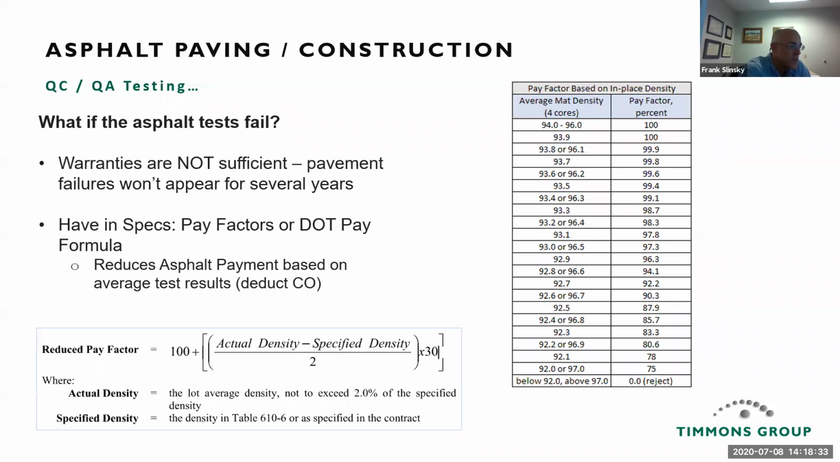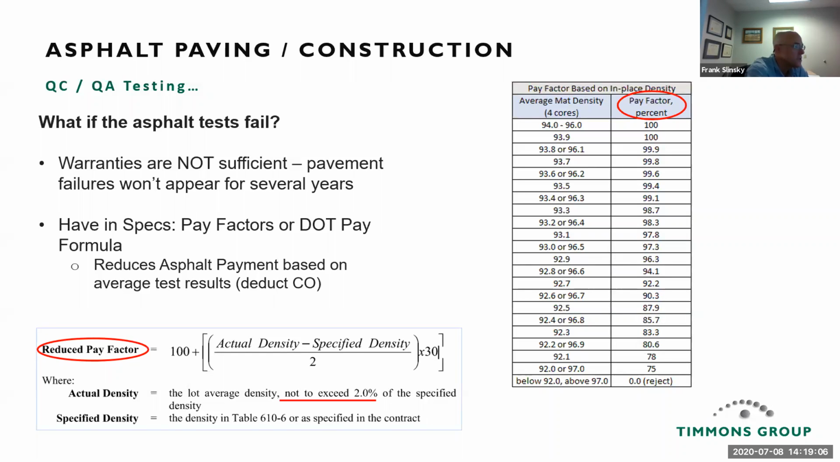So what if asphalt tests fail? Warranties are not sufficient. Pavement failures won't appear for several years. Have in the specifications pay factors or a DOT pay formula. This reduces the asphalt payment based on average test results, and will require a deduct change order at the end of the project.